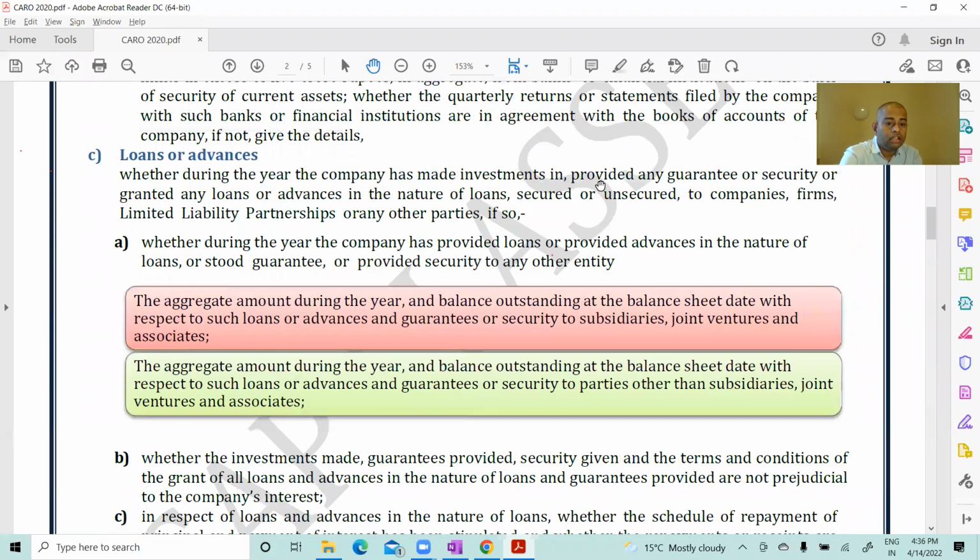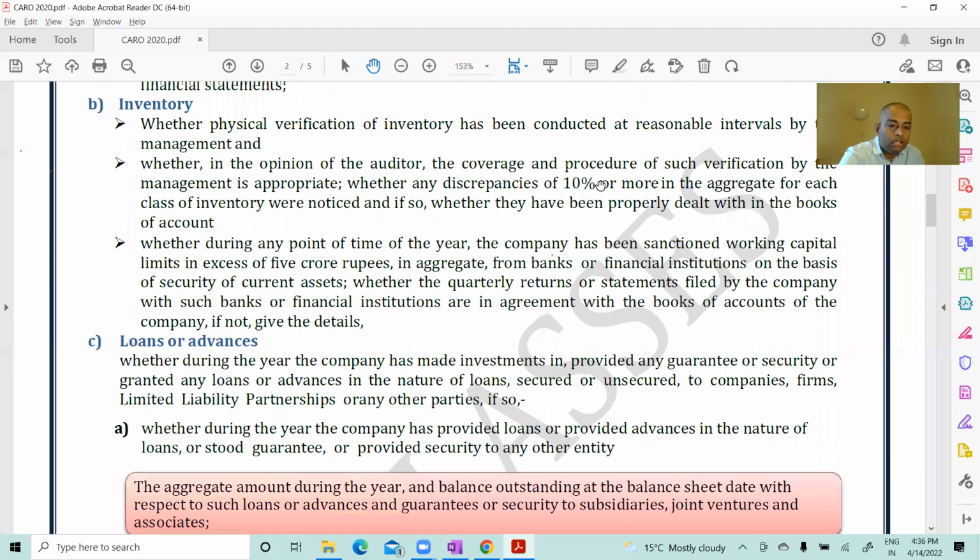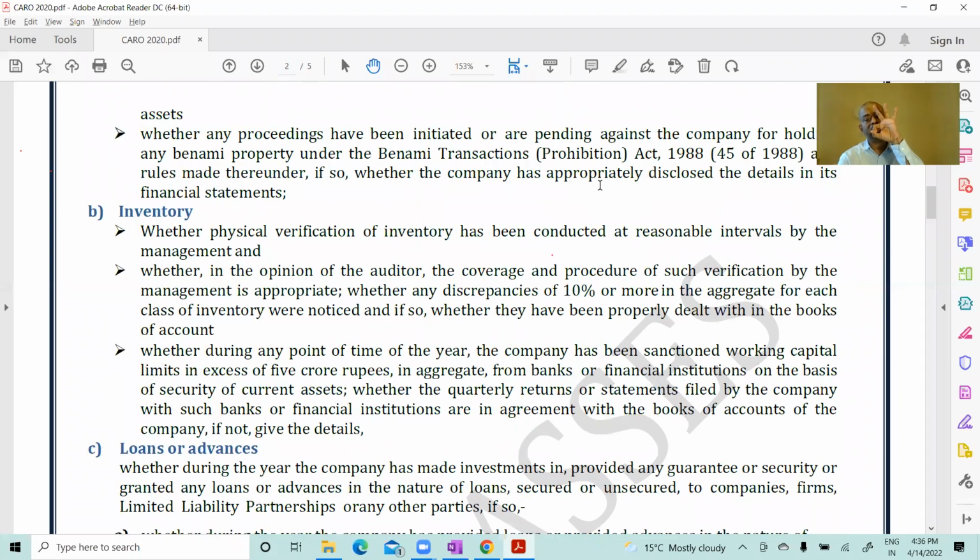Then loans and advances. This is a normal point. This is there since the beginning of the CARO. Even in MAOCARO 1988 also this is there. Okay, not a great point. Now, inventory. Three things you need to remember. Physical verification. You tell me whose responsibility it is to verify physically the inventory. Is it auditor responsibility or management responsibility? You tell me. Management. As an auditor, what you are supposed to do?